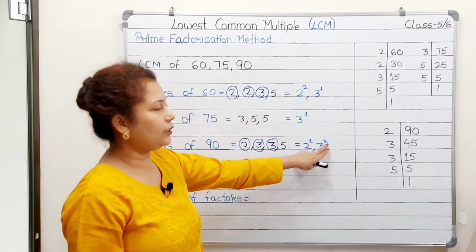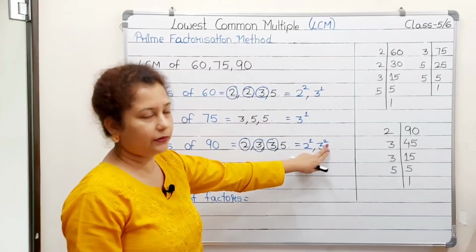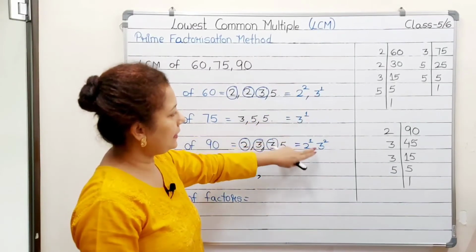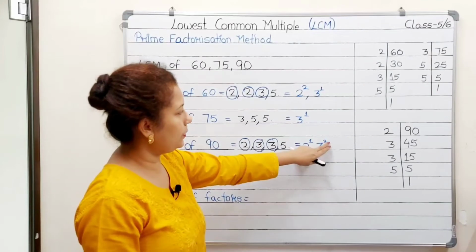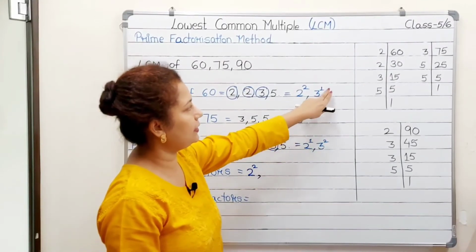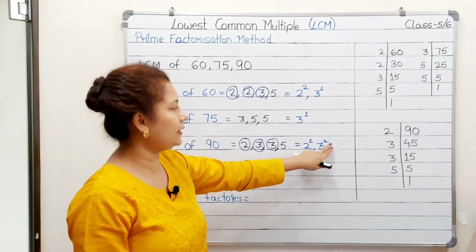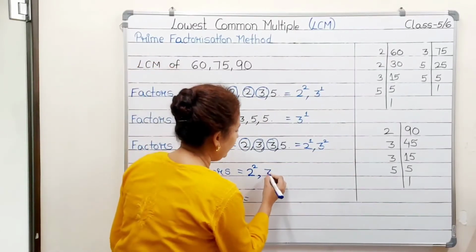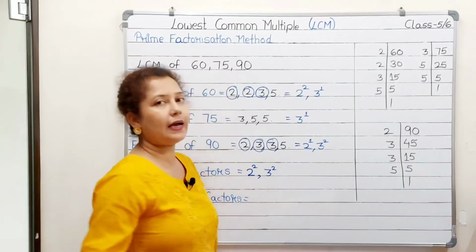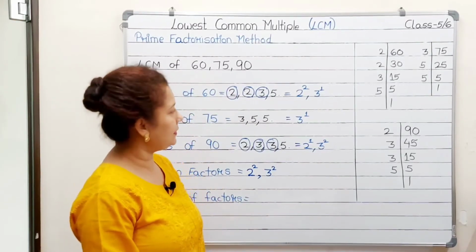So here 3 raised to power 2 means 2 times 3. So if we see, 3 is present 2 times, 3 is present 1 time, 3 is present 1 time. So here maximum time 3 is present, that is 2. So we will write 3 raised to power 2, that is maximum it is present 2 times.